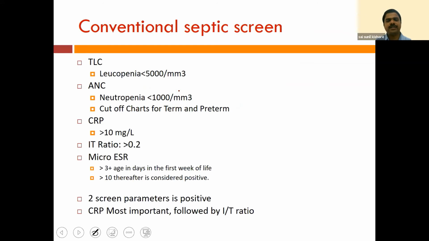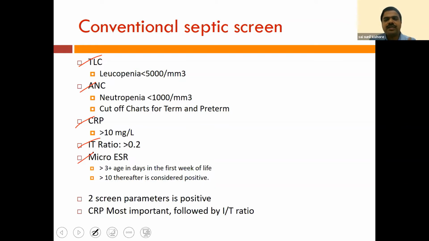Now, what are the components of the septic screen? Classically, in the conventional septic screen, there are 5 parameters: TLC, ANC, CRP, IT ratio, and micro ESR. Total leukocyte count: both leukopenia as well as leukocytosis, but leukopenia is more significant as compared to leukocytosis. So if TLC is less than 5,000, it is significant, and for ANC, absolute neutrophil count, neutropenia less than 1,000 is significant.